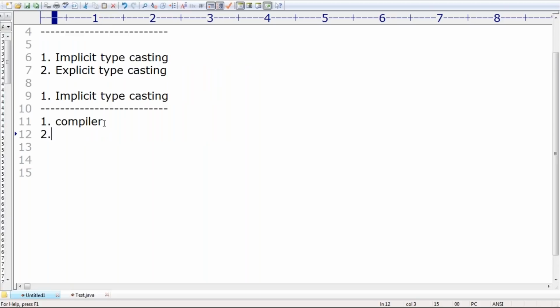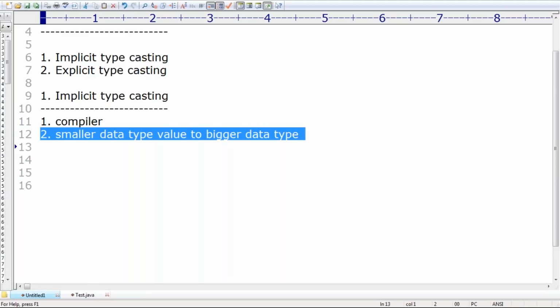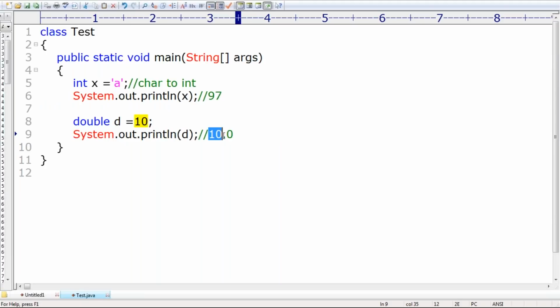The compiler is responsible. The compiler will perform implicit typecasting whenever we are assigning a lower or smaller data type value to a bigger data type. Then implicit typecasting will be performed. Remember this one. Here, 10 will become 10.0, and 'A' will become 97.